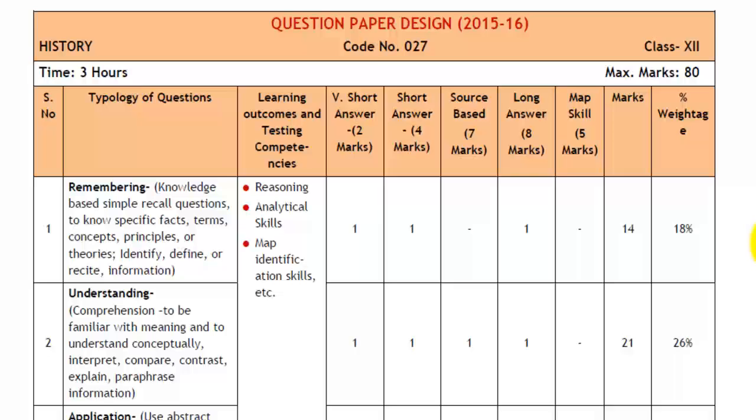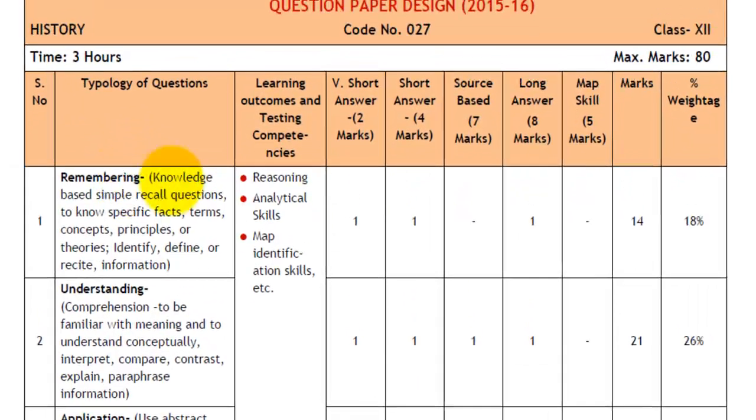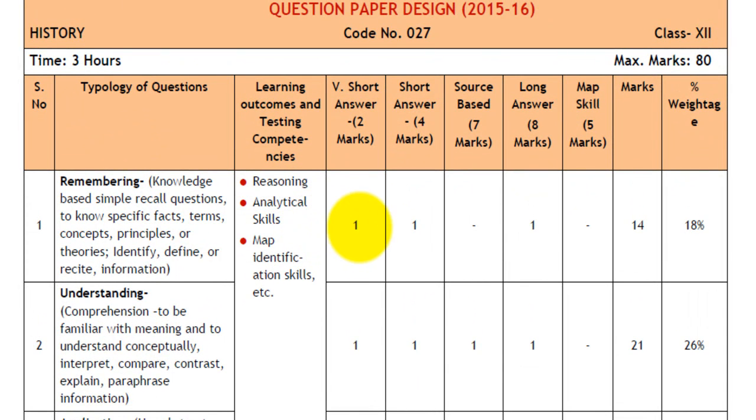This is the design of the question paper that you can expect in your board exams. First of all, there are questions based on remembering. There will be one question for 2 marks, which is a very short answer question. Then there will be one short answer type question for 4 marks. Another one will be a long answer type question for 8 marks, totaling to 14 marks in all.